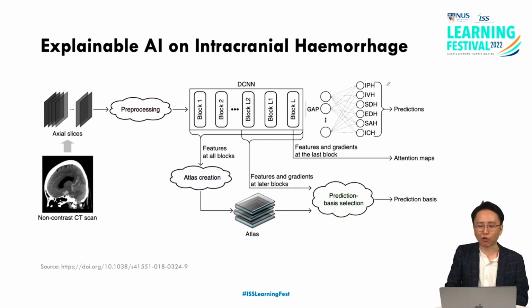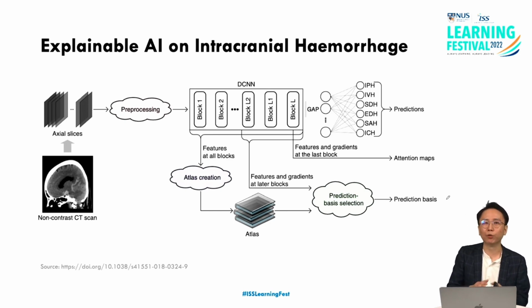The second output is called attention maps. This is a type of explanation commonly used for images. It is a heat map that tells you which part of the image causes the model to make a specific decision.